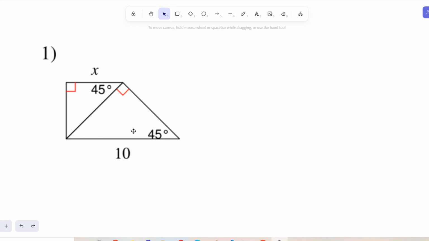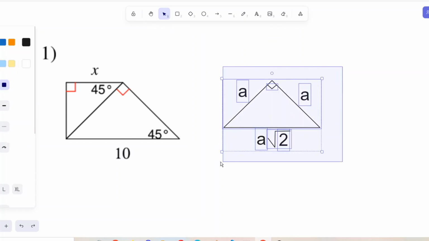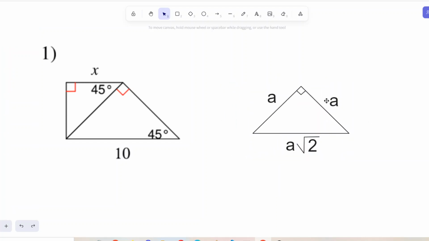Okay, so the first one, we're given two 45, 45, 90 right triangles and one of the hypotenuses. The hypotenuse is 10. We're always comparing to this default, the general case for a 45, 45, 90 right triangle, where you know the two sides and the hypotenuse. Whatever the side lengths are, the hypotenuse is just the side length times square root of 2.